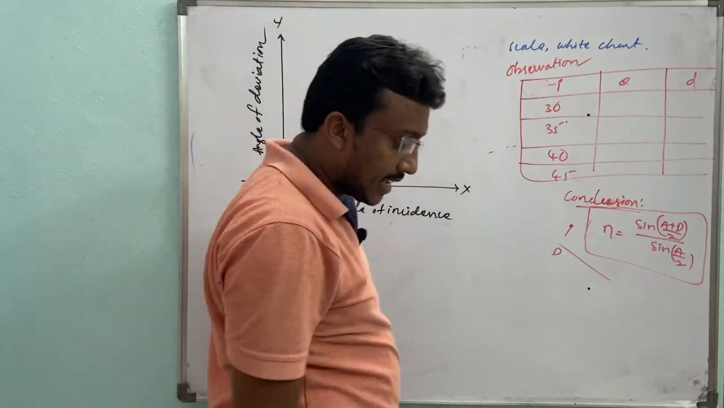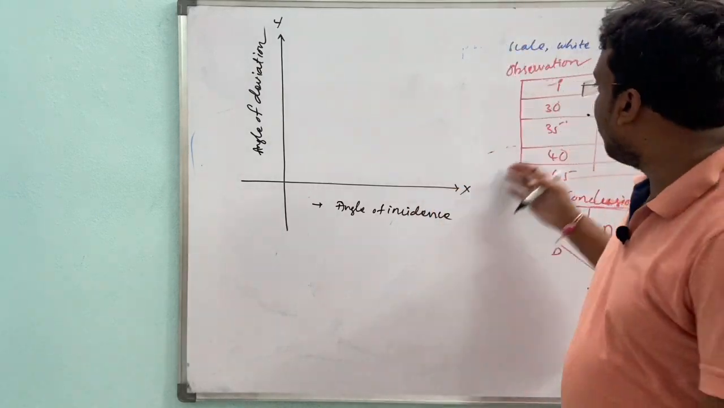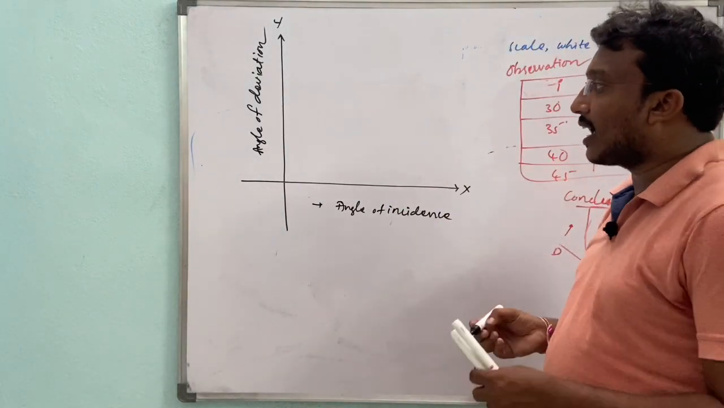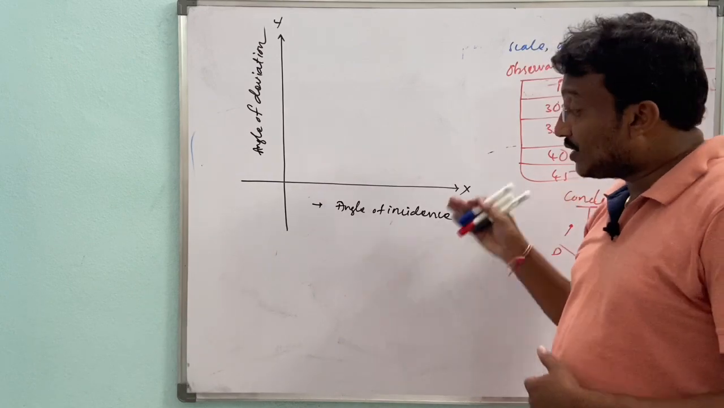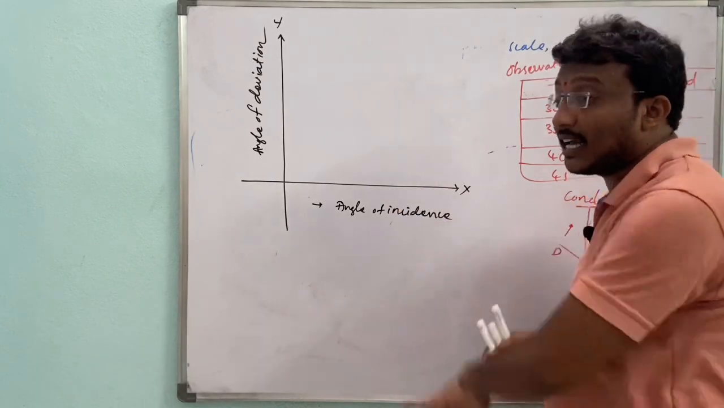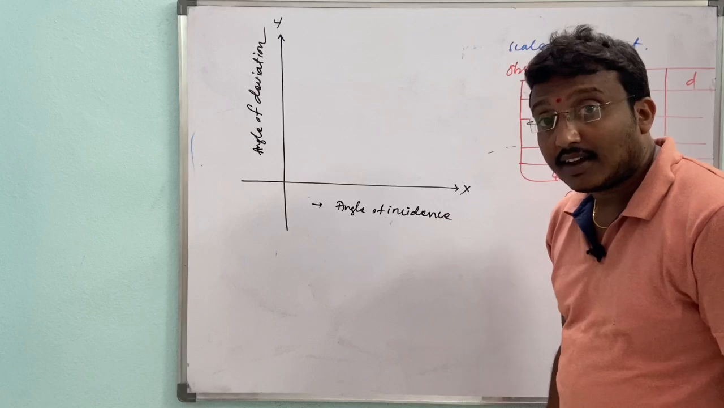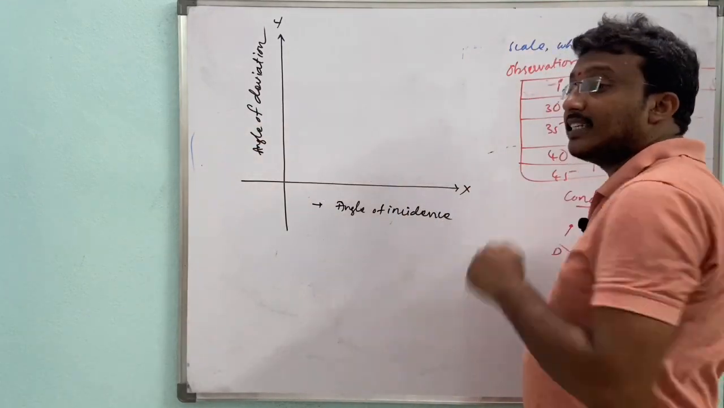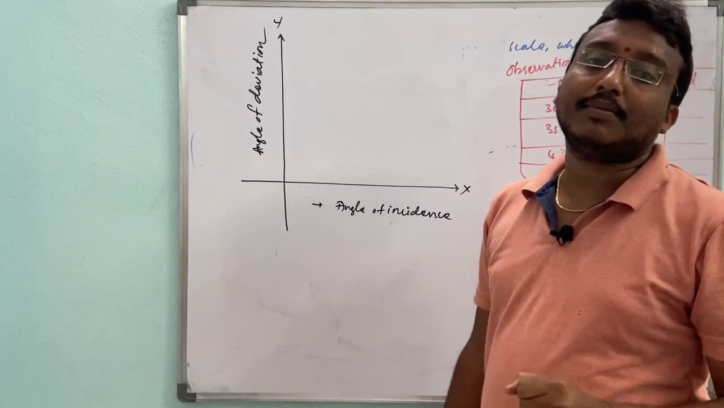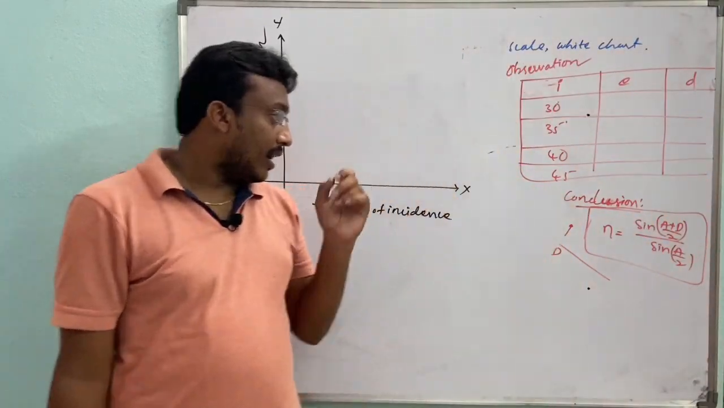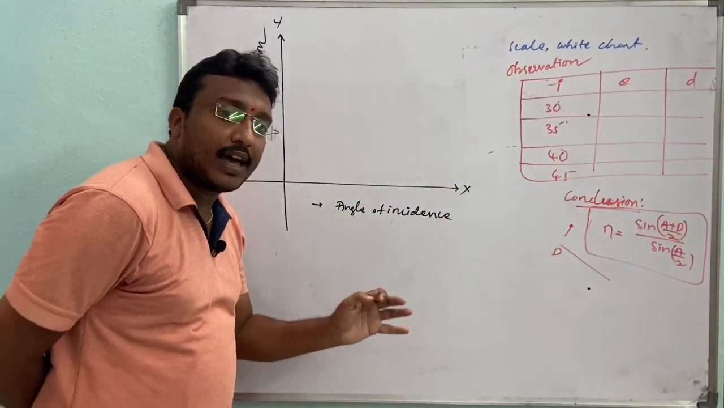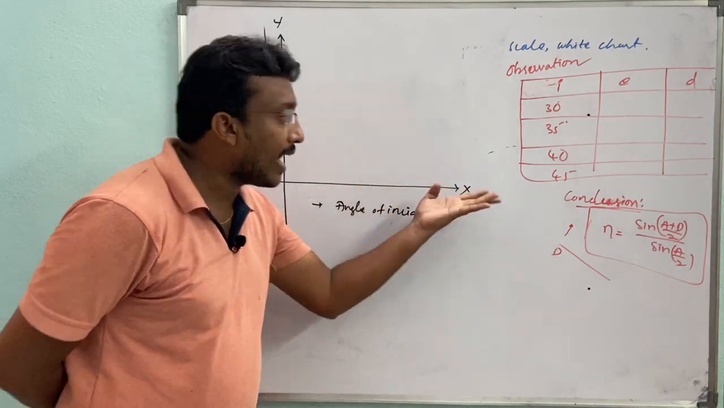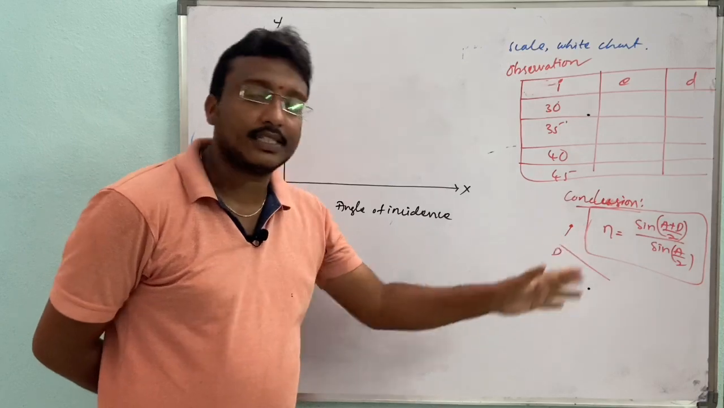Okay, on the x axis we have to take the values of angle of incidence, and on the y axis we have to take angle of deviation. Sir, why should we take angle of incidence on the x axis? Why can't we take angle of deviation on the x axis? According to mathematics, the independent values we have to take on the x axis always.